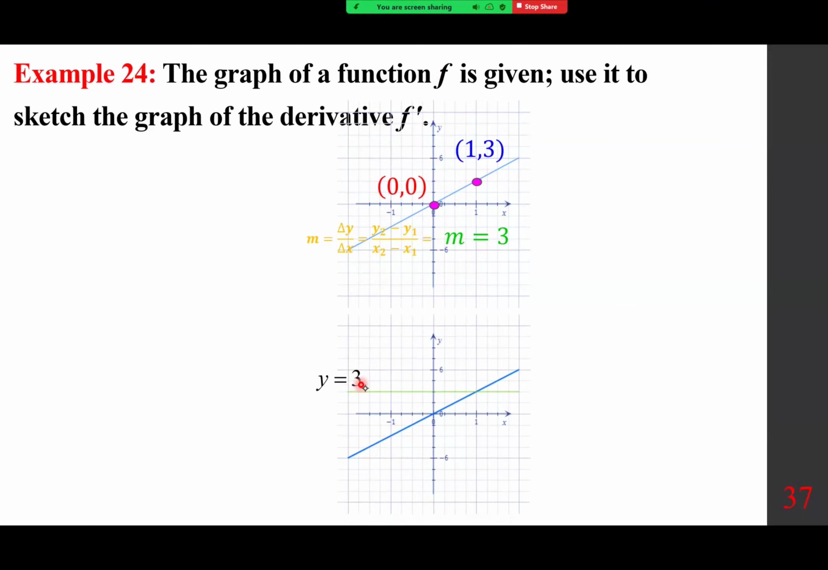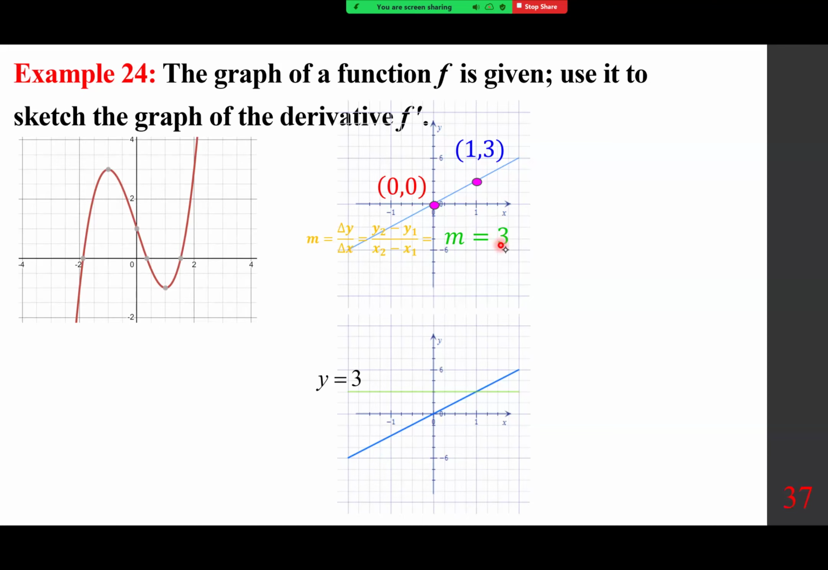So to recap, if you're given a line, calculate its slope. How? Pick 2 points. Rise over run, y sub 2 minus y sub 1 over x sub 2 minus x sub 1. And then the line y equals the value of the slope, which is a horizontal line, is the answer. What about this one?